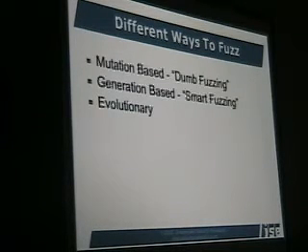Okay, so anyway, let me explain some more fuzzing terminology and different ways that fuzzers work. There are basically 3 classes of fuzzers. The first is called mutation-based, the second is generation-based, and the third is evolutionary. And I'll talk about all 3 of those real quick.